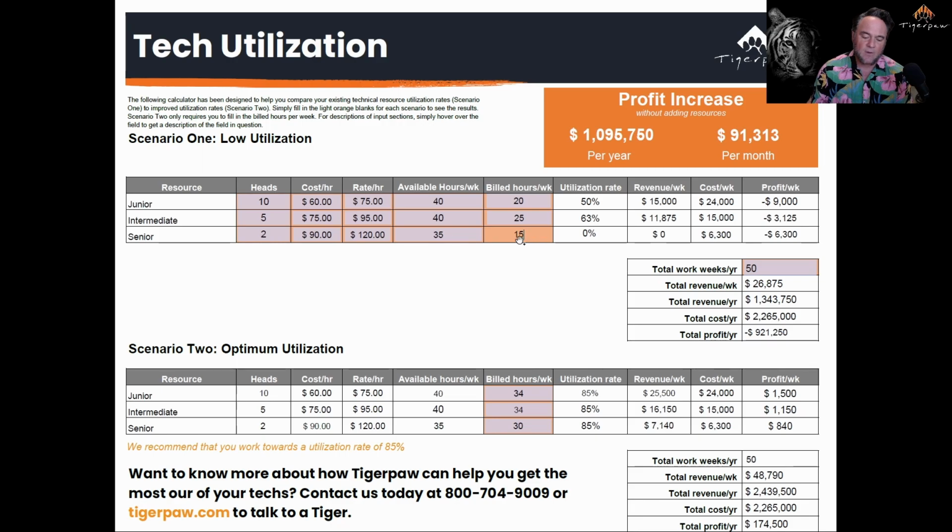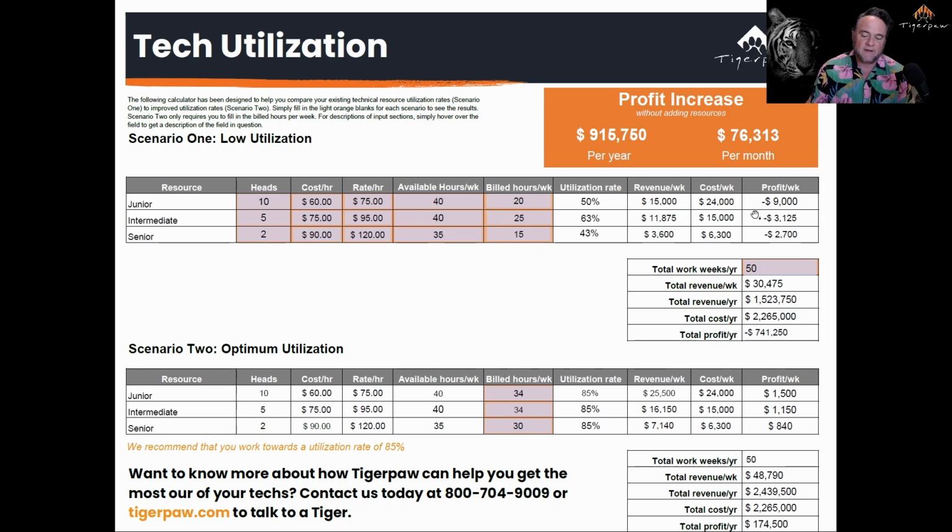What the calculator does is once we input that information, it automatically shows us over here what the utilization rates are. So you can see that for the junior reps, we're at 50% utilization, for the intermediate 63%, and for the senior technicians we're at 43%. So it does show us the revenue per week that we're actually earning in the next column.